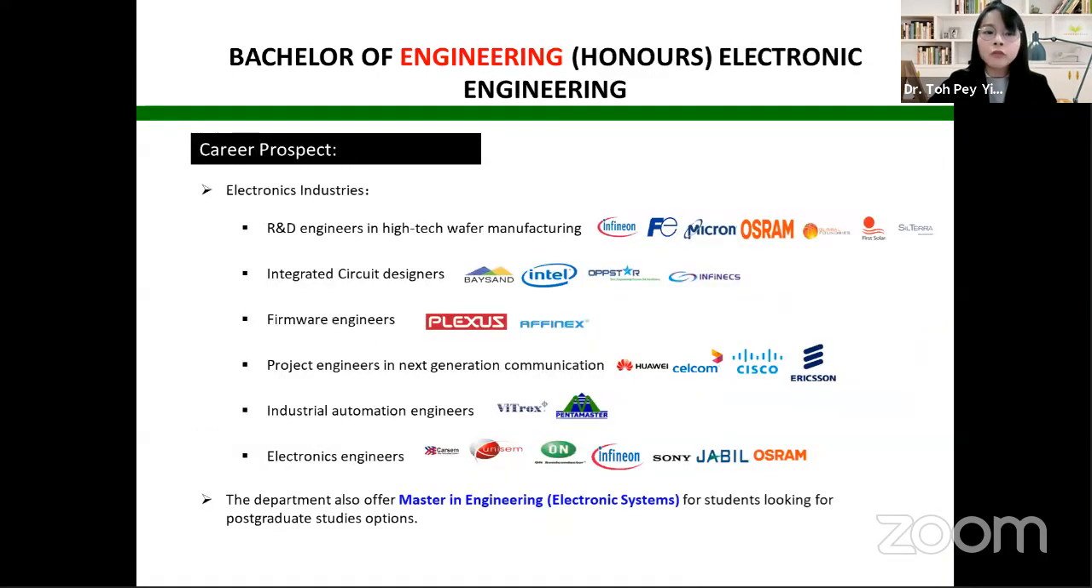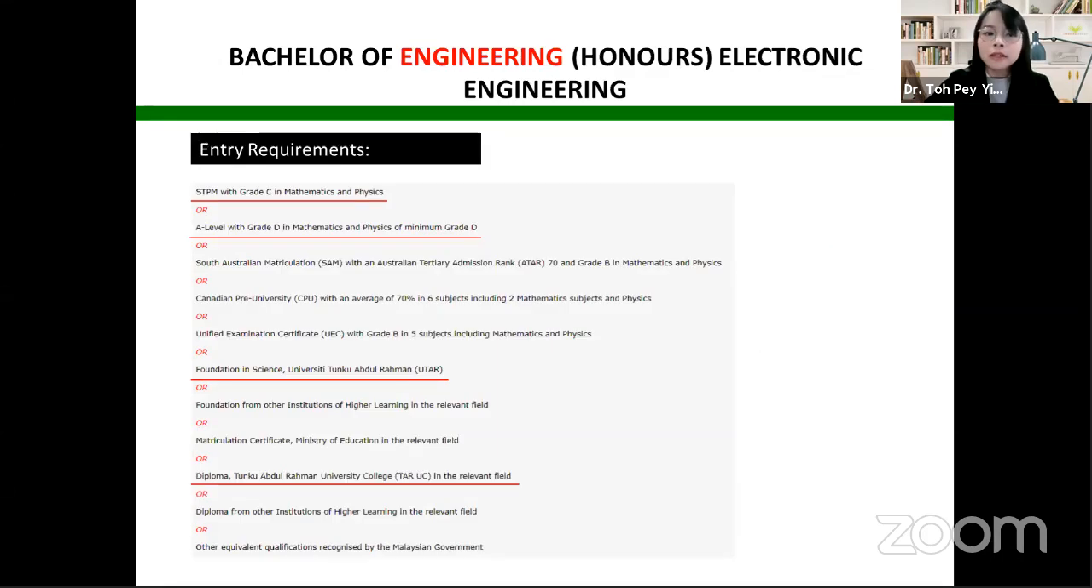Now for the career prospects of this program, you can involve yourself in the electronic industry. For the electronic industry here, there are some examples and even companies as well. You can be an R&D engineer, a circuit designer, or a project engineer related to electronic projects. You can also become an industrial automation engineer. If the graduate is interested in a master program, they can still enroll as well. For the entry requirement, the important subjects are mathematics and physics.